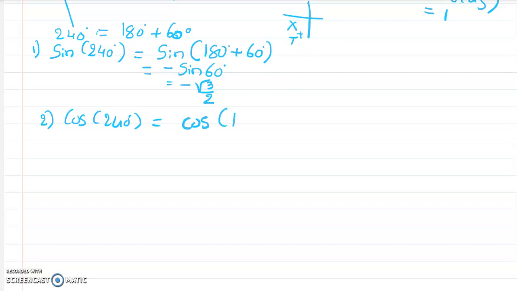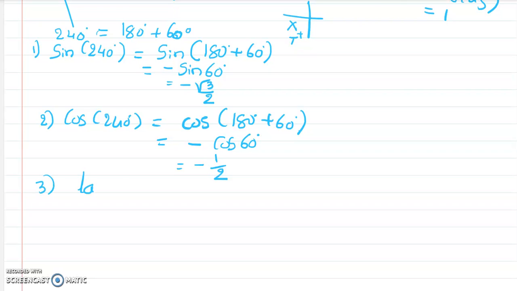Similarly, I find cos operating on 240 degree. Cos operating on 180 degree plus 60 degree. Cos is also negative in the third quadrant, so minus cos. 180 is an even multiple of 90 degree, so minus cos 60. Minus cos 60 is the ratio 1 by 2.